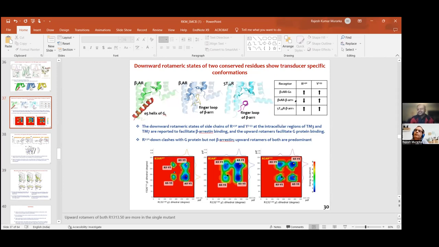Sorry. Yeah, nice work, Rajesh. So my question is, when you go from inactive to active state, what happens to the solvation state of these transmembranes? Is there any solvation barrier between the two states? Or was it considered in your umbrella sampling method?